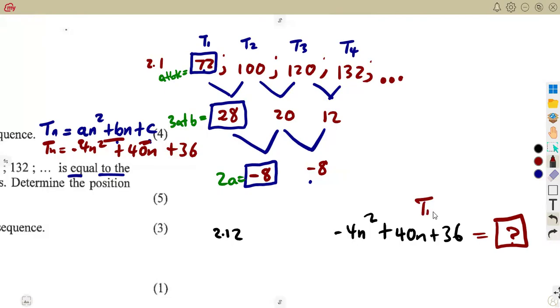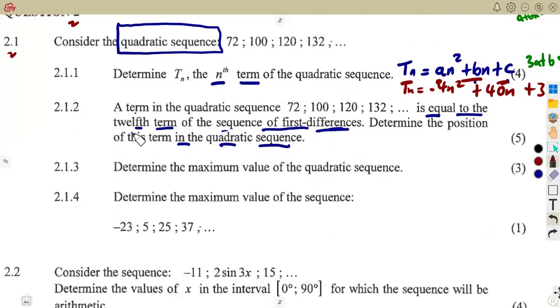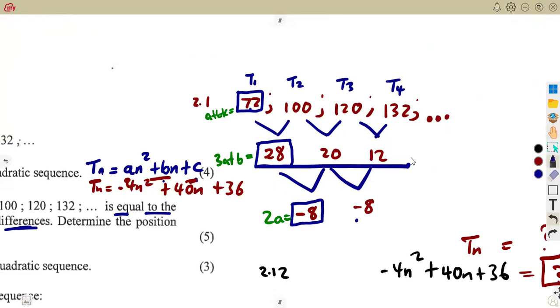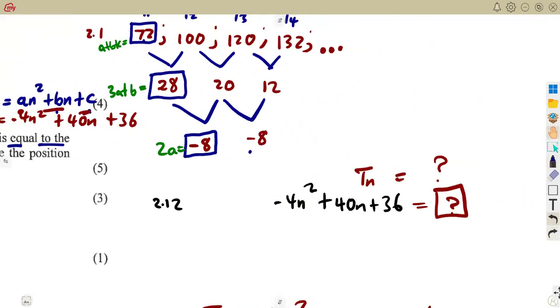So what is that equivalent for the Tn that we do not know? That is the one they are saying it is equal to the 12th term of the sequence of the first differences. Take note. The sequence of the first differences, remember, this is what we have for the first differences here. When you determine your differences, this is the first, this is the second. So they are saying it is equal to the 12th term of the first differences.